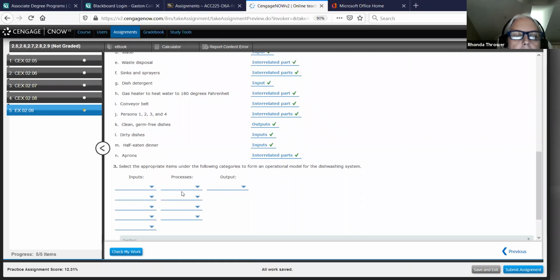In part 3, they want you to select the appropriate items under the following categories to form an operational model or a system for the dishwashing system. An operational model is what we're looking for. So in the first drop down, they're looking for an input. They want to know which one of these is an input.